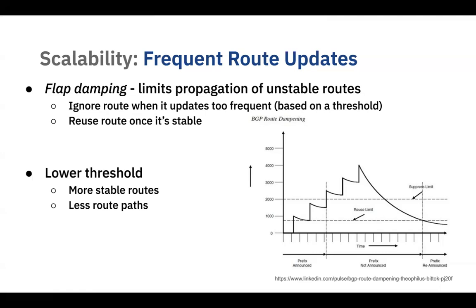So this is basically going to be on the right-hand side. Then we have this graph. First of all, we're going to have this prefix being announced. And once we see the update frequency is too high, then we can ignore it for a while. Once the frequency has dropped, then we're going to use the prefix again. So if we have a lower threshold, that means we have much more stable routes, but also we have fewer options to find the correct path.